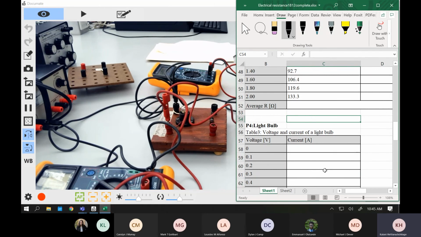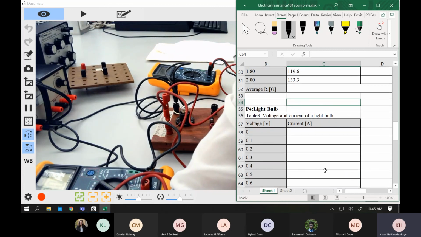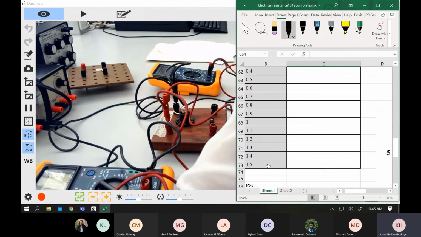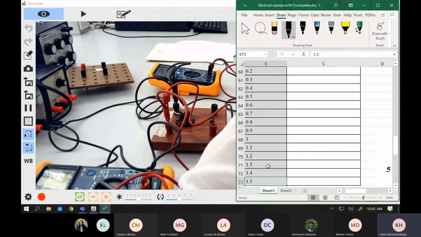Okay, so now we're going to work with the light bulb. With the light bulb we're going to start from zero, but the maximum we're going to do is 1.5. So don't go beyond that. 1.5 is the maximum. Keep that in mind, because your light bulb will burn if you go more than that.